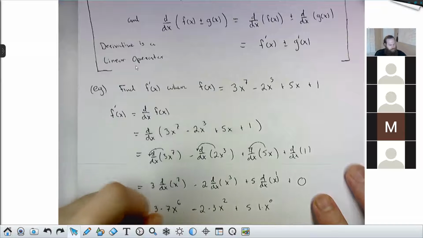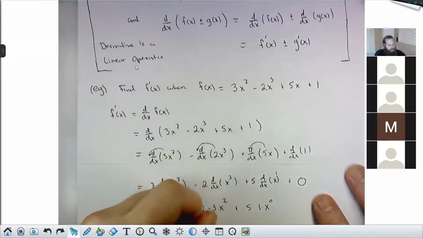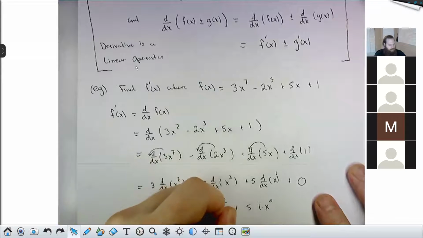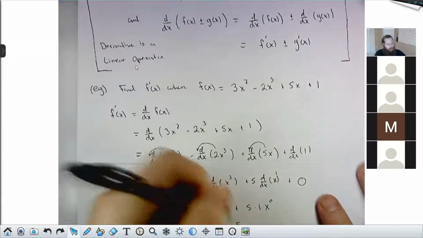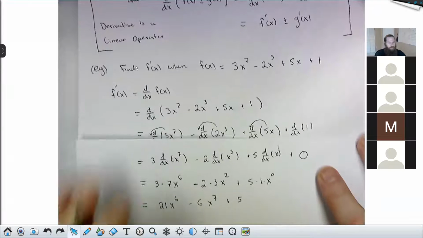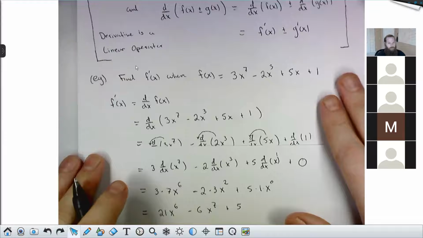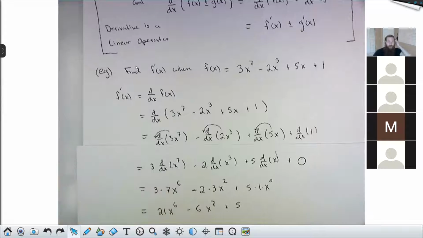So at the end of the day here, we're going to get 21x to the 6 minus 6x squared plus 5 times x to the 0 is just 5 times 1, or 5. This is our derivative here. Not a difficult thing to calculate. And you can see right away how you would calculate the derivative of any polynomial, right? It's just the exact same stuff. You just split it up, pop out the constants, differentiate each little power of x according to the power rule. Any questions on this?